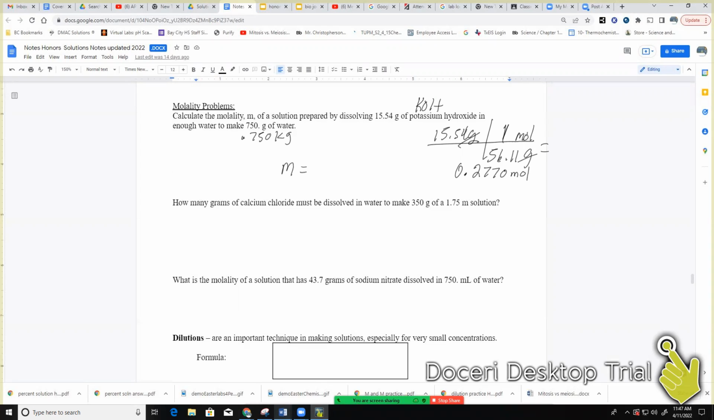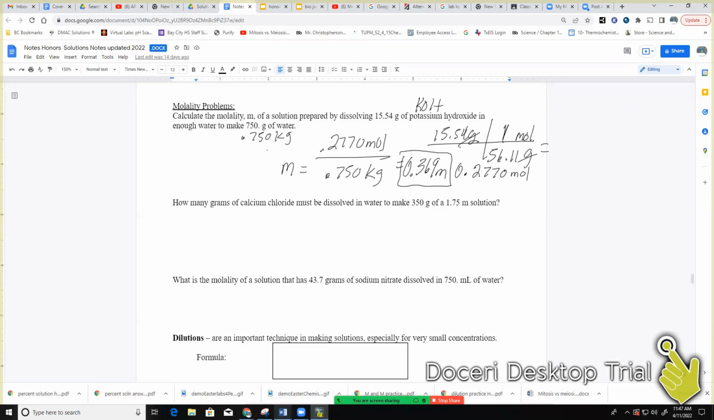So now I'm ready to plug it into my formula: 0.2770 moles divided by 0.750 kilograms. Because I brought that 0.750 in, it goes down to 3 sig figs. So I end up with 0.369 little m, molality.